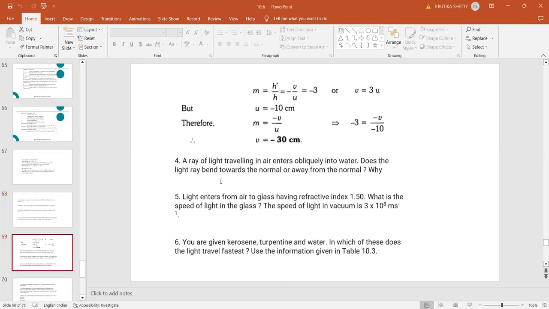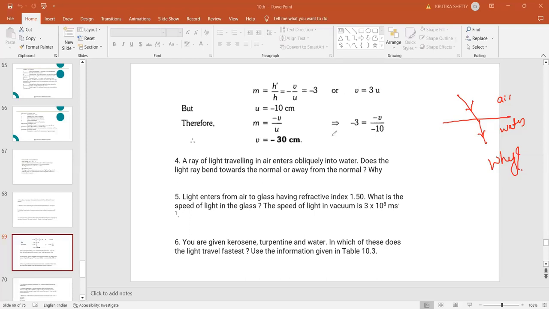Next question is, a ray of light traveling in air enters obliquely into water. Here a ray of light is entering from air into water. Does the light ray bend towards the normal or away from the normal? And whatever answer you give, you have to give the explanation why. Yes, ma'am, away from the normal due to refraction.